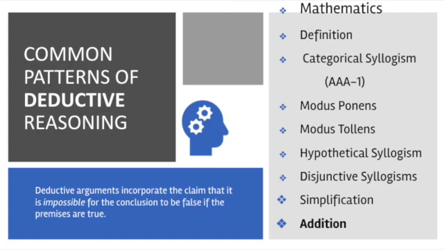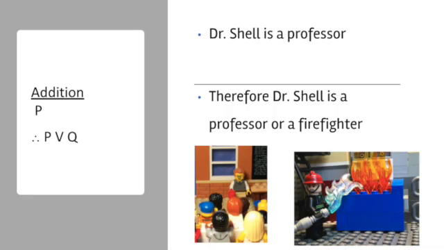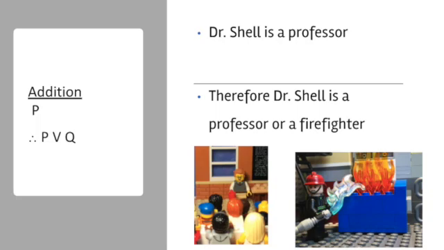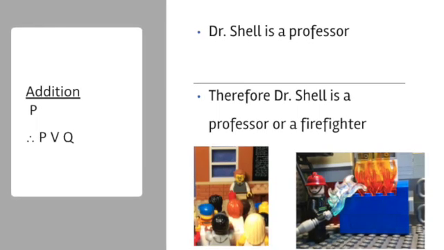Now, this next one seems really odd. It's called addition, and it means that given a statement, if you add an or, then you can add anything you want, and the statement remains true. Again, this is kind of bizarre, but think of it this way. If I told you that Dr. Shell is a professor, and that's true, then the statement Dr. Shell is a professor or he is a firefighter is also true, right? Because if P is true, then P or anything else, king of the universe, is also true, because we've already established that P is the case.